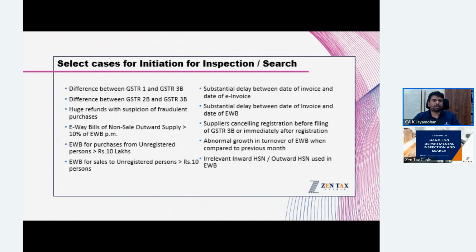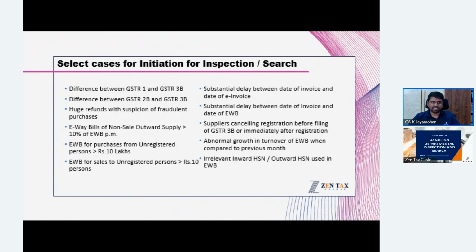Next one is the e-way bill point. So e-way bill, this is a very specific parameter, where the e-way bills are for non-sale outward supply. As we were discussing earlier, in the transactions in the e-way bill, you can see the document type as not a tax invoice. It might be a delivery challan or some other document. In that case, if the e-way bills of non-sale outward supply are more than 10% of total e-way bills per month, you can do this analysis on your own by downloading the monthly consolidated e-way bill report from your login and check if it is so for you. And you had better have a specific reason for the difference also.